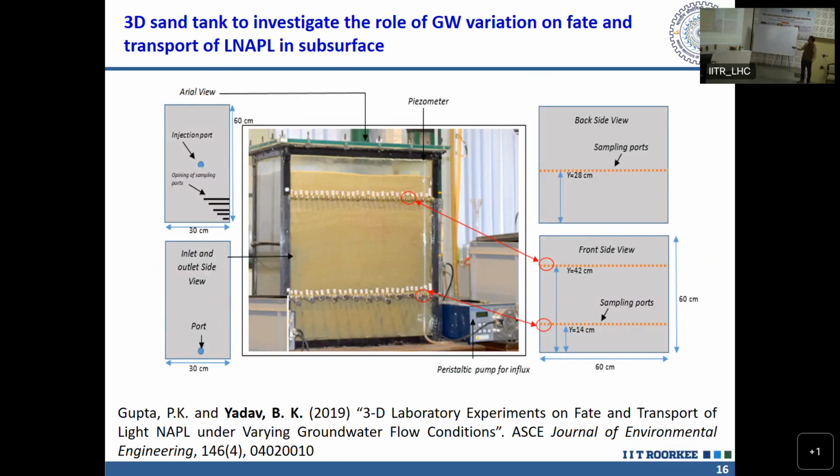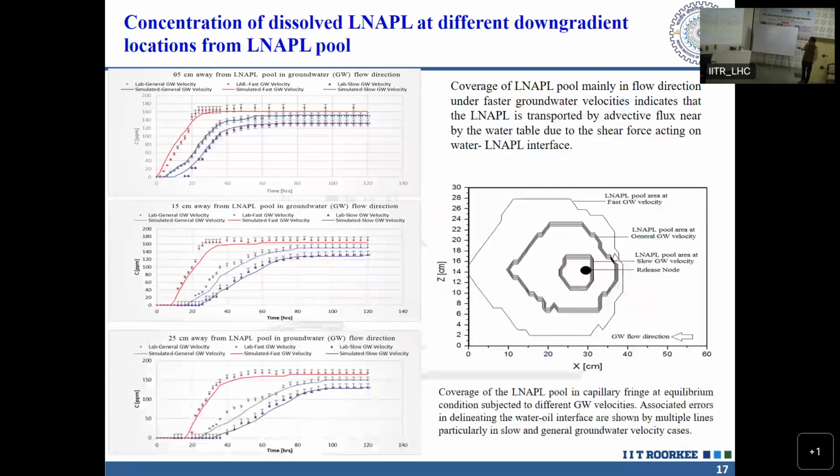And further we have upscaled it for three-dimensional experiments, where the groundwater table was also kept dynamically moving. So we changed the flow of the groundwater. We also kept changing the groundwater table location to see the impact of the groundwater table dynamics, as well as the impact of the groundwater flow velocity, on the fate and transport of these hydrocarbon oils in the subsurface. So yeah, those are some of the findings.